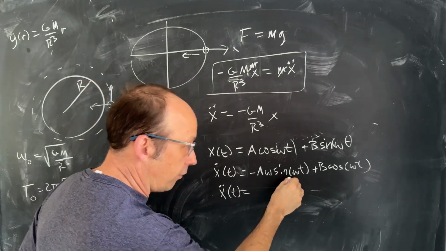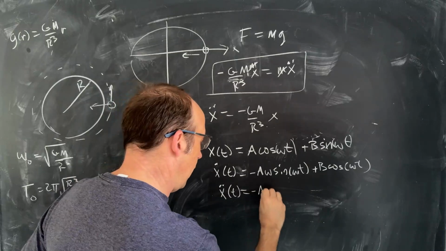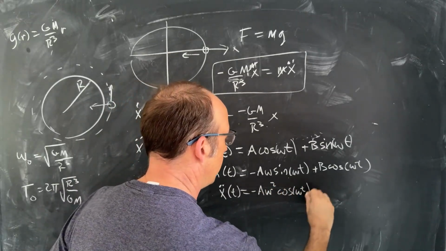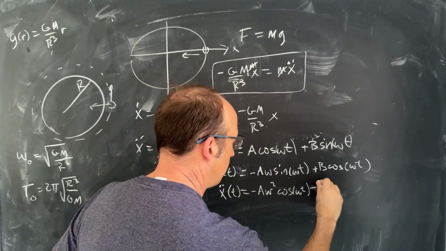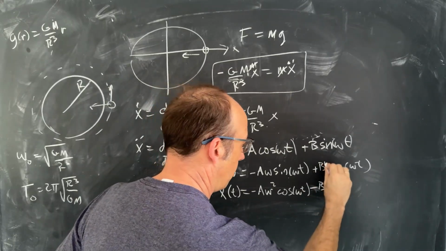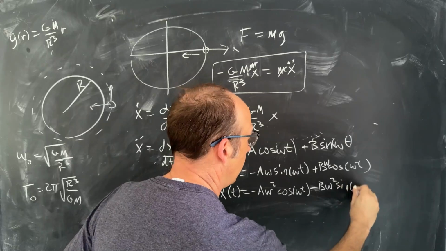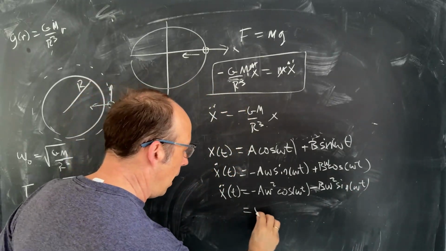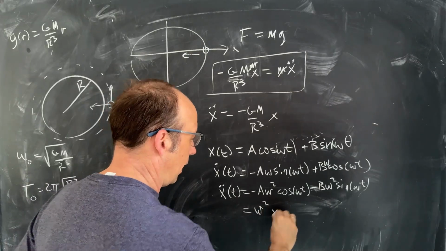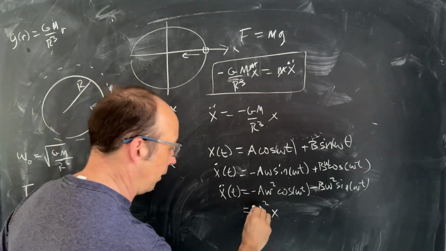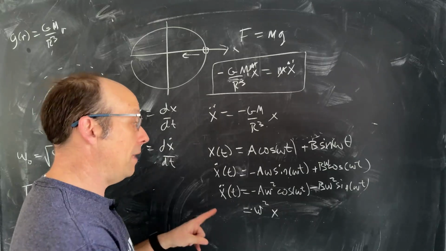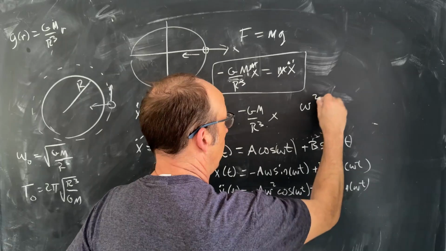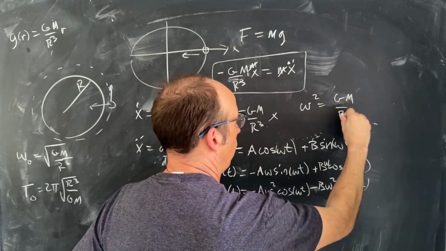Now I get the derivative of sine is going to be cosine, so I get negative a omega squared. That's important. Cosine omega t plus, no, minus b omega squared sine omega t. So this is equal to negative omega squared times x, right? Because I factor out the negative omega squared times x. So that means that if this is true, then omega squared has to be that. So omega squared is G M over r cubed.